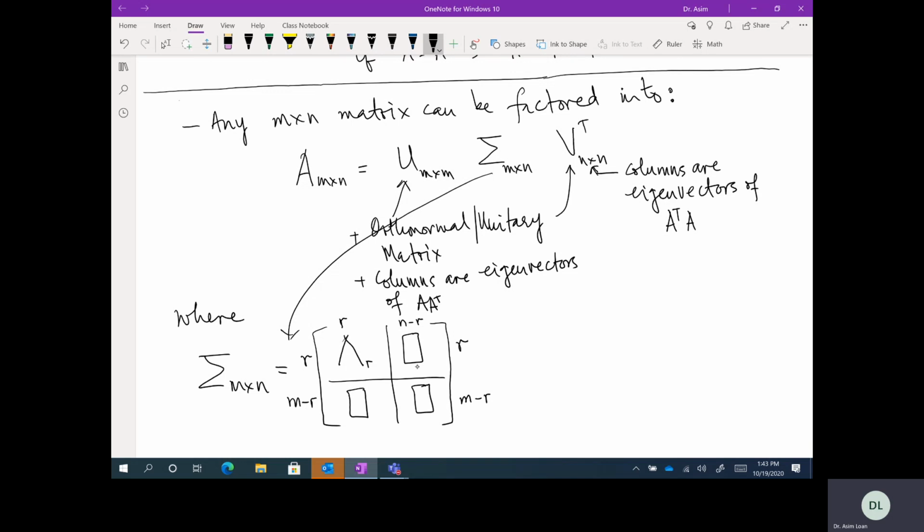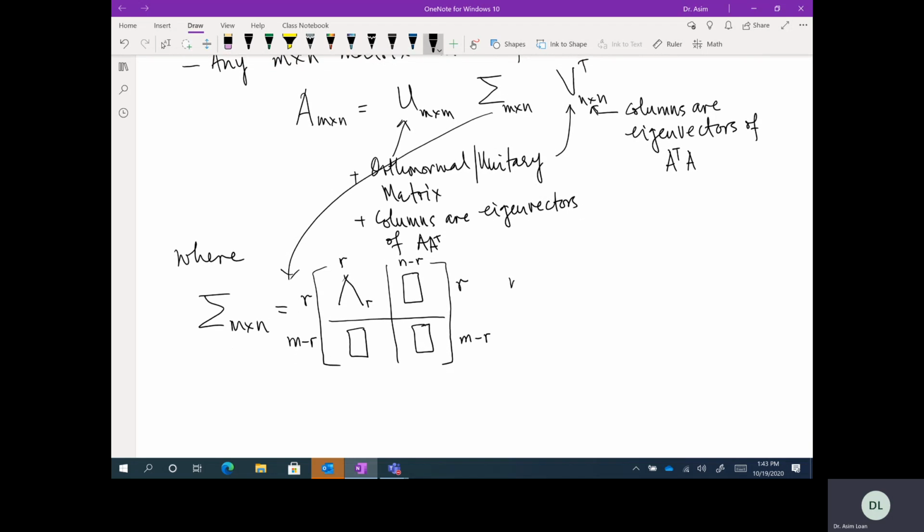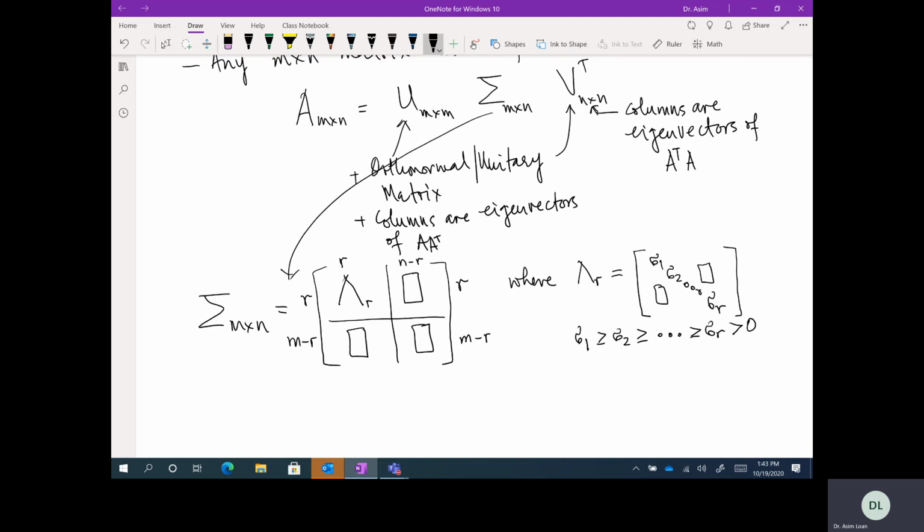Depending on the values of m and n, these can be scalars, vectors, or matrices, where sigma r is simply sigma 1, sigma 2, up to sigma r. This is a diagonal matrix. And just like we did for the eigenvalue case, we'll say sigma 1 is greater than or equal to sigma 2, greater than or equal to sigma r, which is greater than 0. All non-zero singular values are here, everything else is a 0, right?